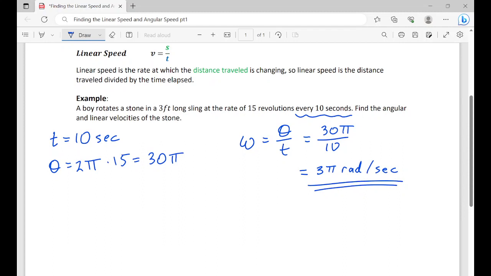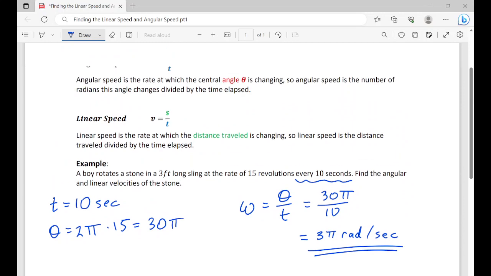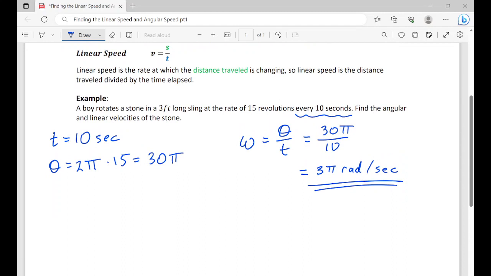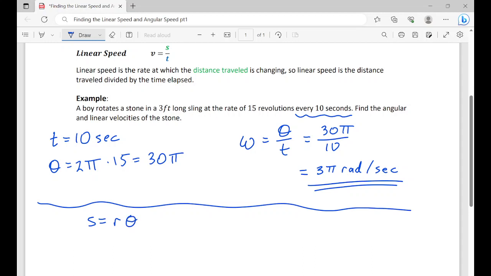Now let's find the linear speed. For linear speed, we need s over t. And as you can see here, I don't have s shown at all. But remember what I said earlier, we'll need this for later: s is equal to r theta. So that's what we're going to use to find s here. So s equals r theta.